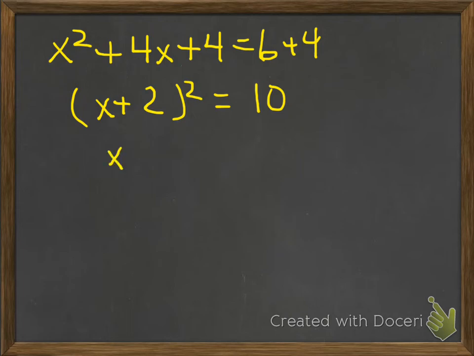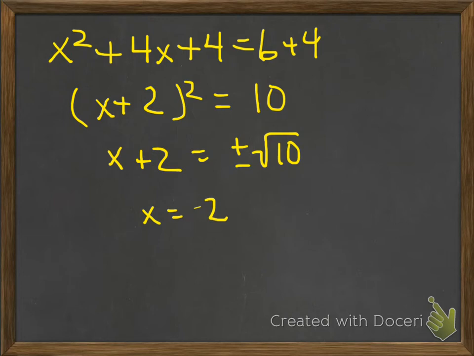Take the square root. X plus 2, notice the parentheses just drop, is equal to plus and minus square root of 10. There is no simplified form for the square root of 10. That is it. So then all I got to do is subtract 2, and I end up with x equals negative 2 plus and minus square root of 10.